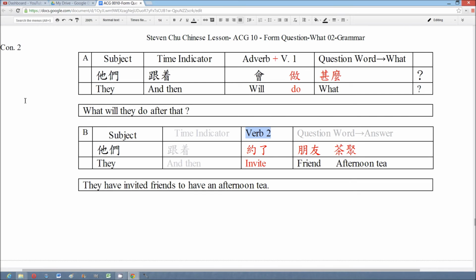Subject, verb, and the answer. And you can also find that we have different verbs to use in the question and the answer, and use the answer to replace the question word what. And the time indicator used in this example is to show the time of a future action.